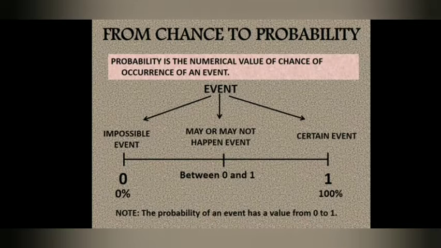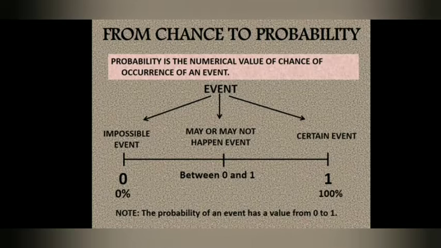Events are of 3 types: impossible event, certain event, and may or may not happen event. In between the impossible and certain event comes the may or may not happen event. An impossible event takes 0%, and a certain event takes 100%. So we have to give the numerical value like this: for an impossible event, it takes 0; for a certain event, it takes 1.